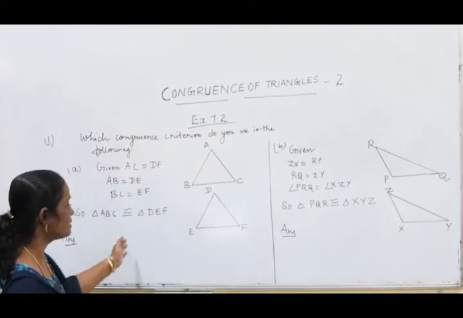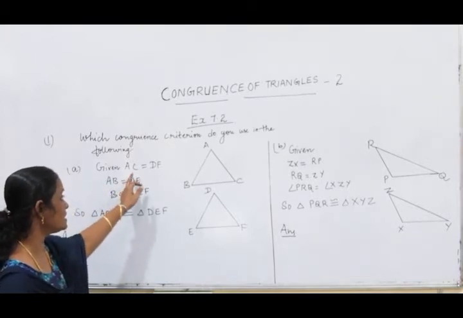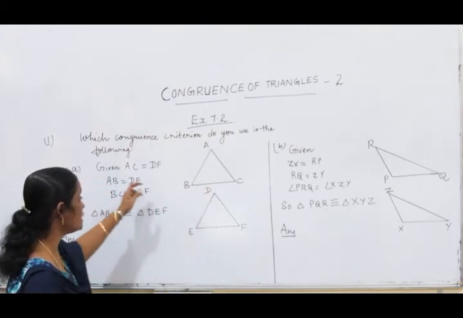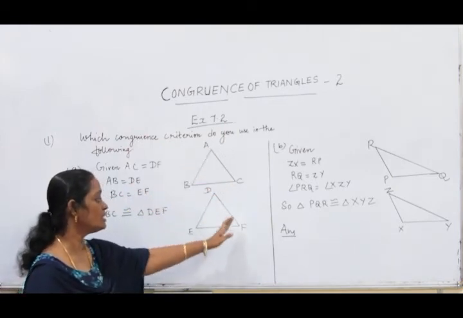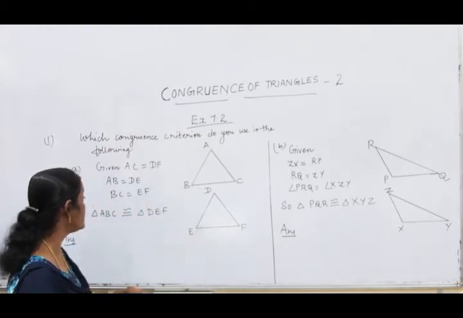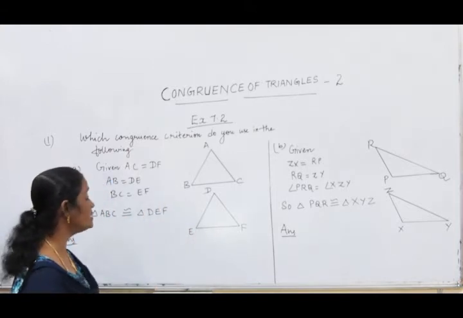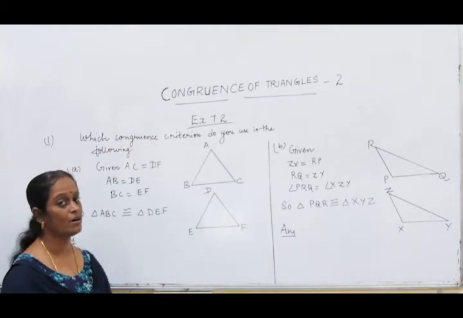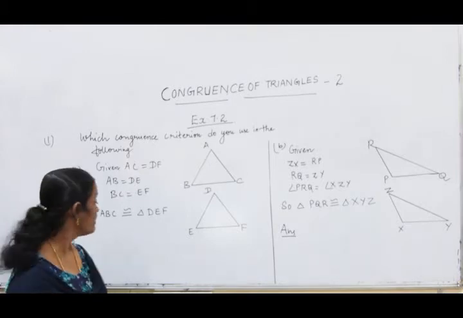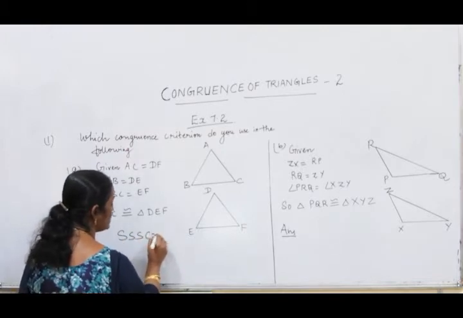Here the first question is: two triangles are given and some measurements are given, they are equal. That is, AC is equal to DF. These two triangles are given, ABC and DEF. Now here this side AC is equal to DF of this triangle. Next AB is equal to this side DE of this triangle. BC is equal to EF. So here what you see, students, is that all the three sides of one triangle are equal to all the three sides of another triangle. So which criterion? Here we will use the triple S criterion, that is the side, side, side criterion.